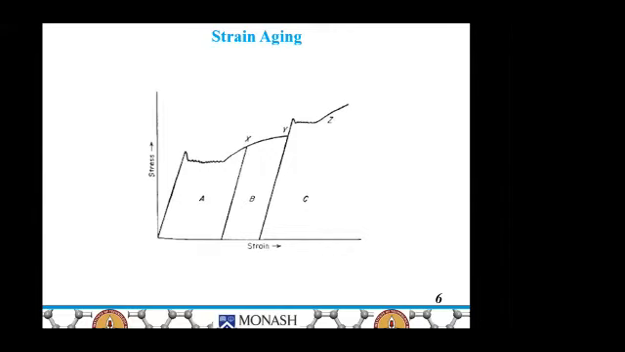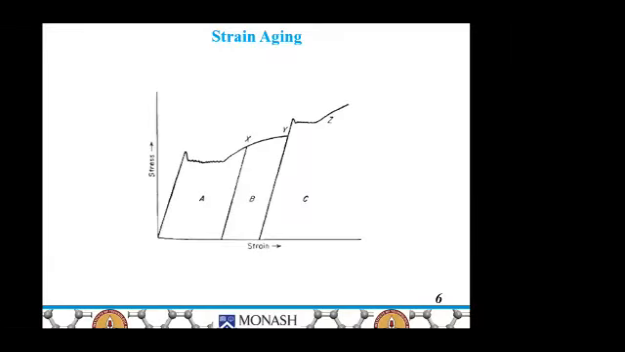Now consider the specimen is strained to point Y. Now we have deformed it up to Y. Consider that the specimen is strained to point Y and unloaded, and if it is reloaded after aging for several days at room temperature, or several hours at an aging temperature like 400 Kelvin, the yield point will reappear.